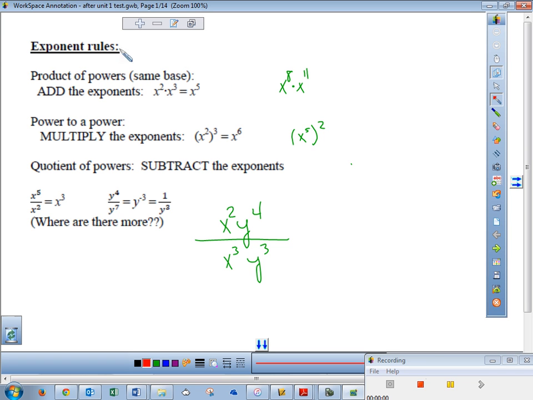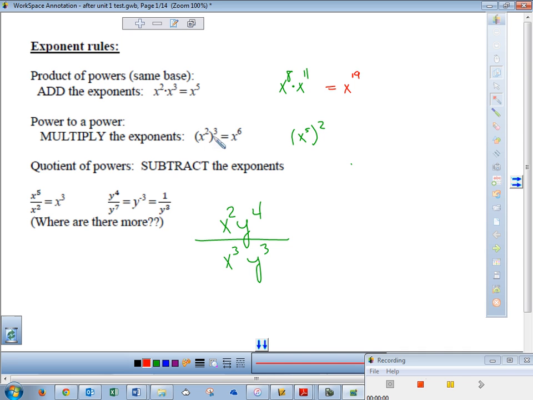Let's start off here talking about some basic exponent rules from algebra. Product of powers, if they have the same base, both of these are base x. Product means you're multiplying. You should add the exponents together. So x squared times x cubed is x to the 5th. Or as I have over here, x to the 8th times x to the 11th is x to the 19th. Product of powers with the same base, add their exponents.